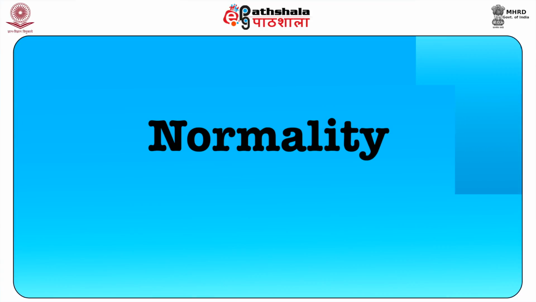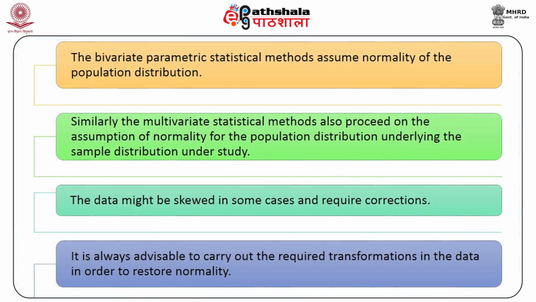Normality. The bivariate parametric statistical methods assume normality of the population distribution. Similarly, the multivariate statistical methods also proceed on the assumption of normality for the population distribution underlying the sample distribution under study. The data might be skewed in some cases and require corrections. It is always advisable to carry out the required transformations in the data in order to restore normality.